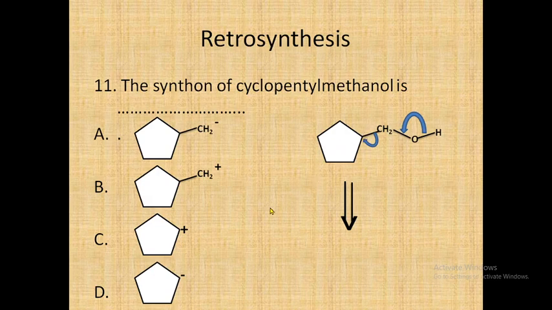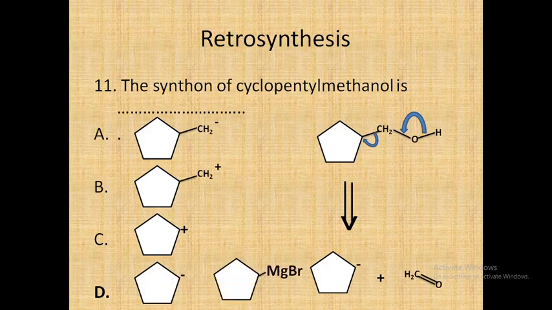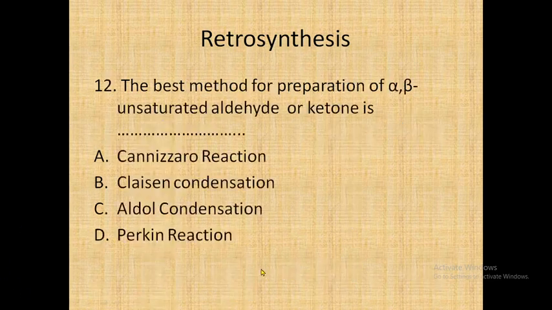So what will be the synthon of cyclopentyl methanol? It's option D. So option D is the correct answer. Okay, so see here you are getting the negative charge. And option D, that is the cyclopentyl carbanion, whose synthetic equivalent will be, what? It's cyclopentyl magnesium bromide.